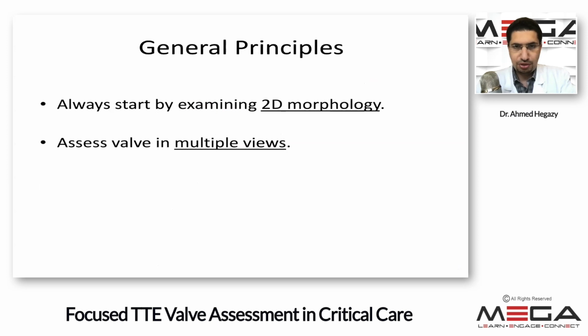The general principles involved in examining any valve from a transthoracic standpoint: you start off always by examining the valve in 2D mode. You really need to establish what the morphology of the valve looks like by 2D before you move on to color, and you need to assess the valve in multiple views. In 2D mode, you will be able to understand whether the valve looks normal, whether it opens and closes okay, whether there's prolapse, a flail leaflet, a vegetation, or a perforation. So there's multiple pieces of information that you will understand by first doing your 2D exam and then moving on to your color Doppler.